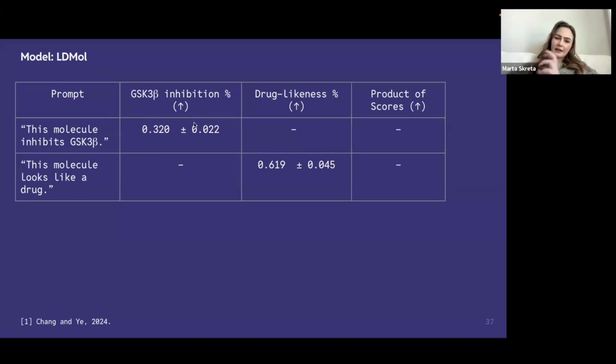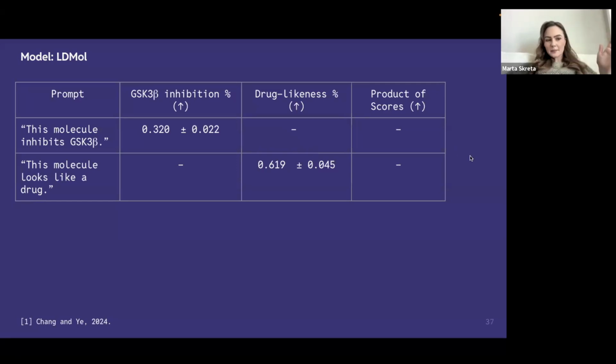The number itself doesn't matter too much, but this is sort of an upper bound of what we could get if we prompt with a single prompt. Next, we generate molecules according to a second prompt. This molecule looks like a drug, and we measure the drug likeness of those molecules. And again, this is sort of an upper bound of what we can get if we prompt with a single prompt. Now let's prompt with a joint prompt.